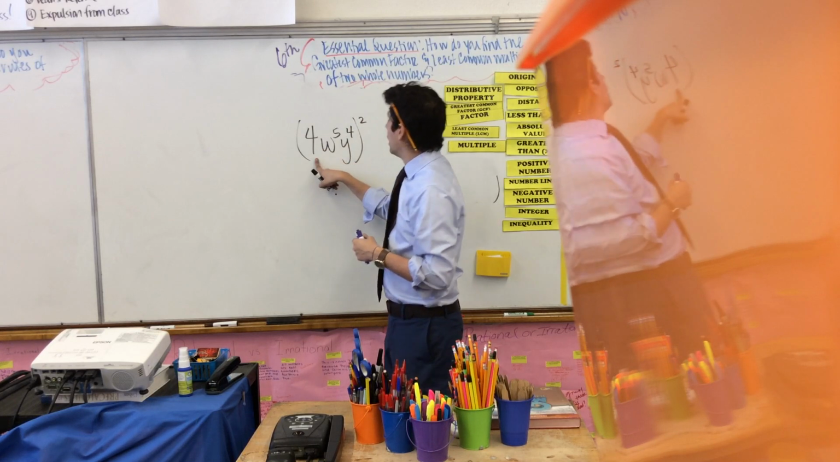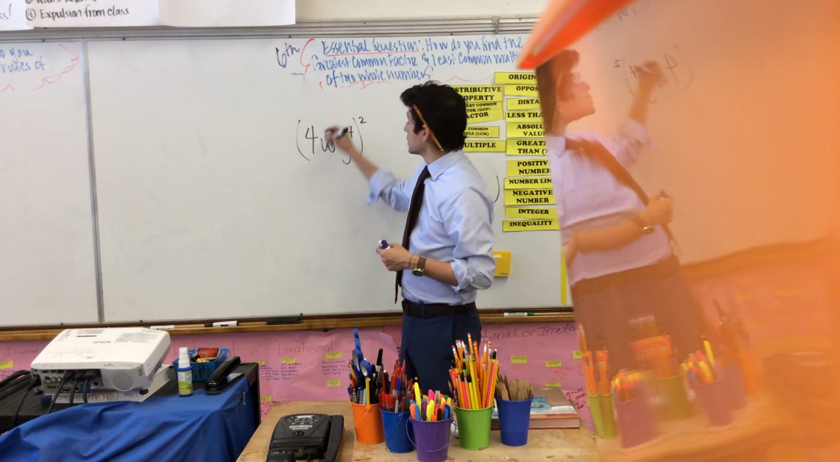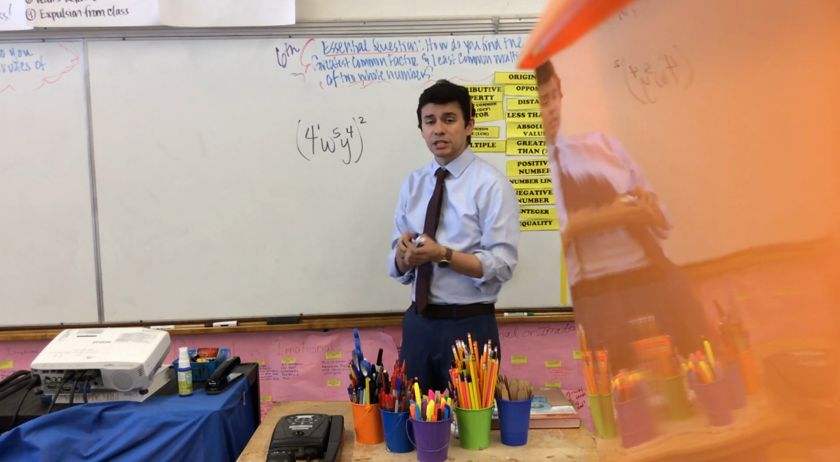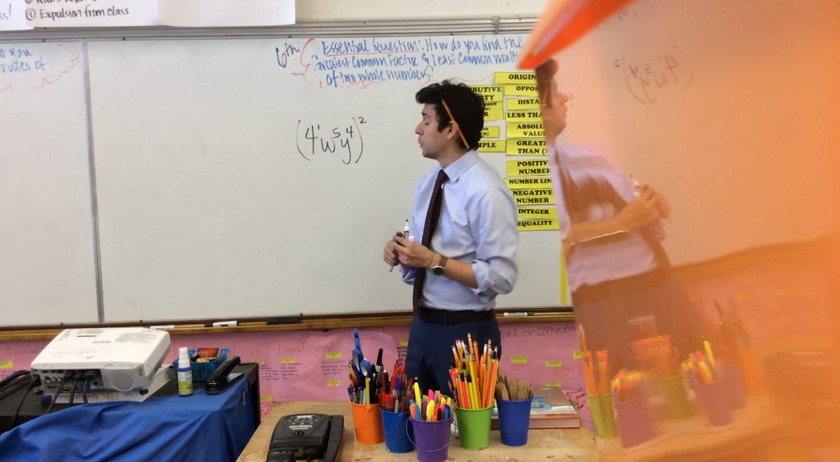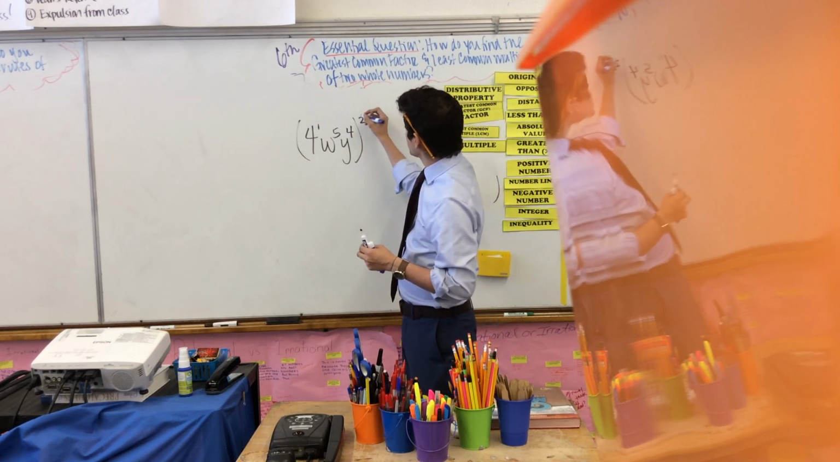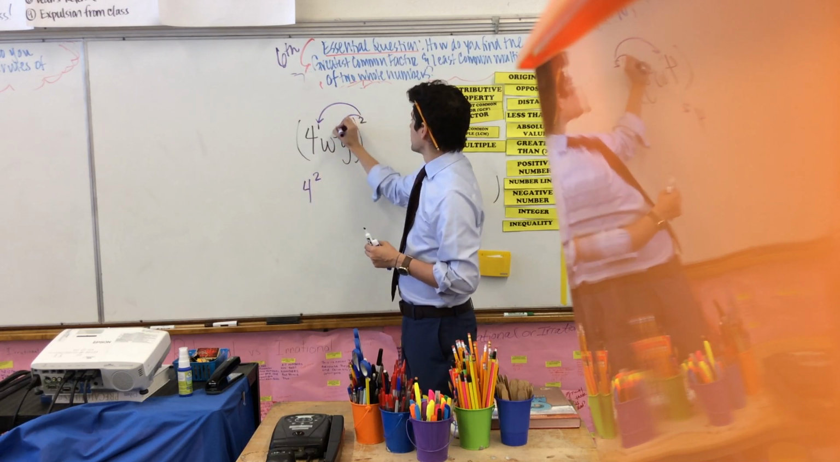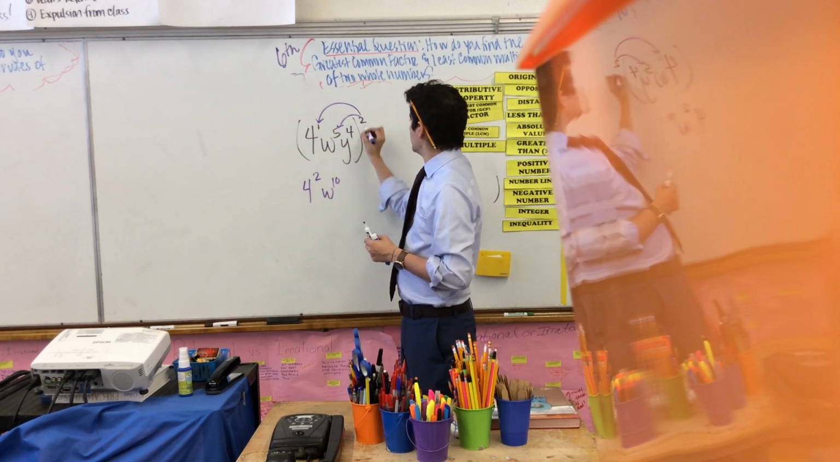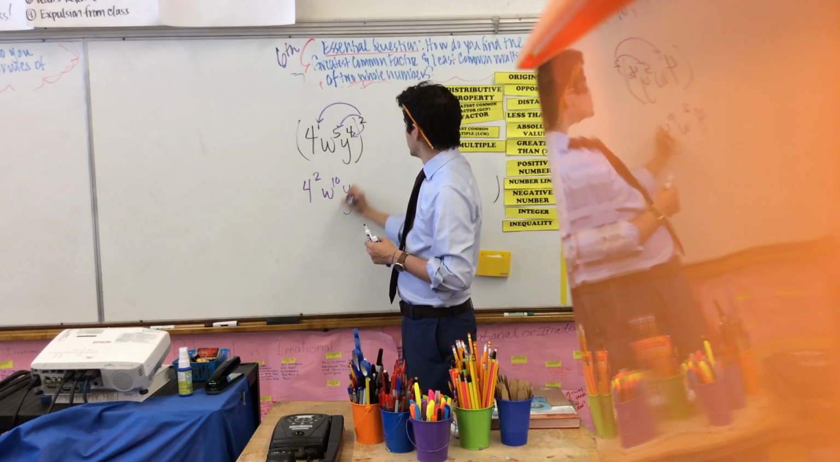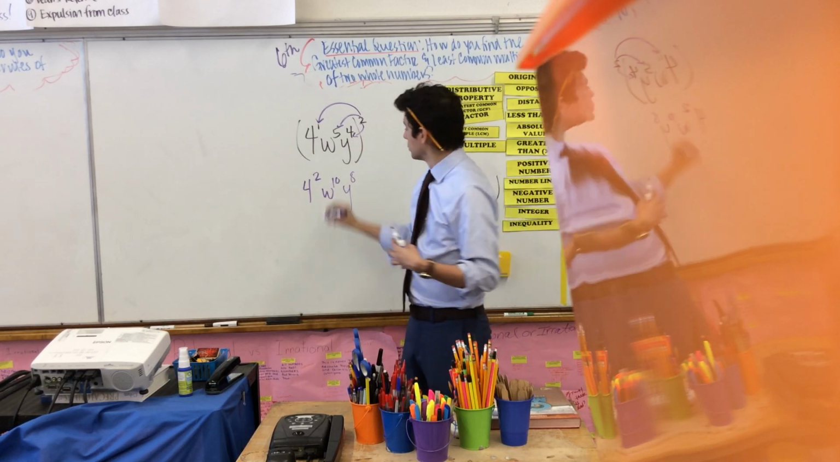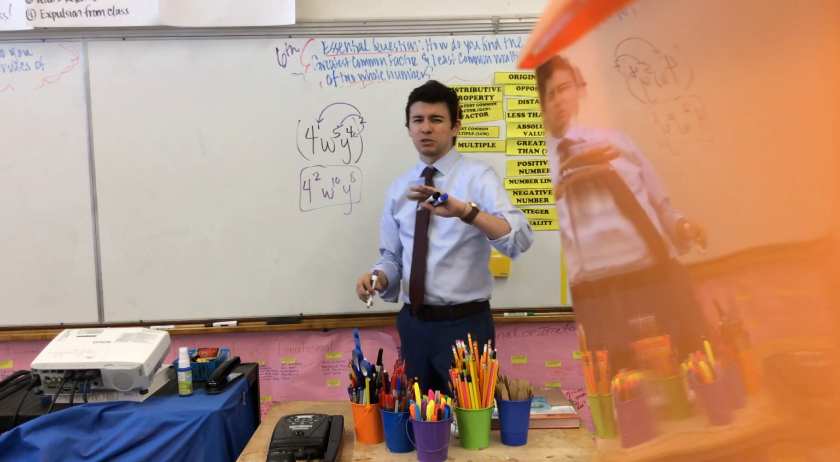Okay. The 4 has an exponent, and it's an exponent of 1. Don't forget to put an exponent. If it doesn't have one, it's always going to be 1. So you just multiply. 2 times 1, 2. 2 times 5, 10. 2 times 4 is 8. That's it. That's the answer. Those are the special ones.